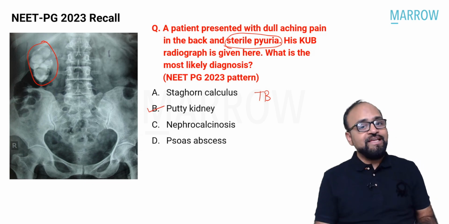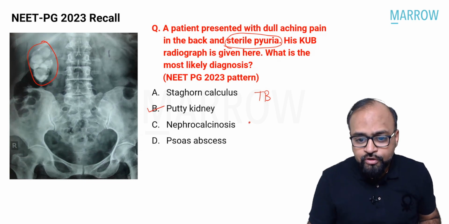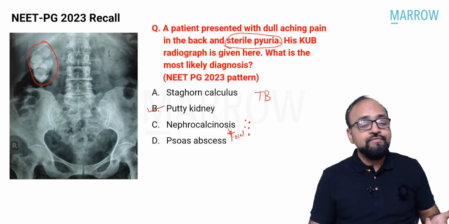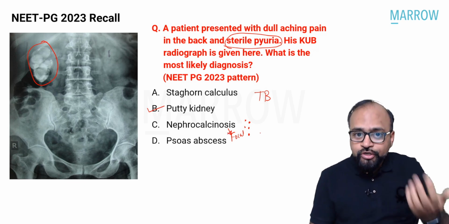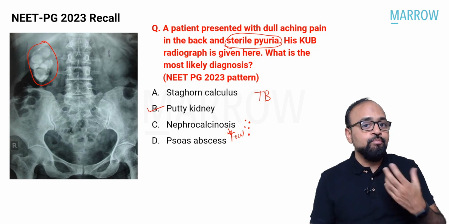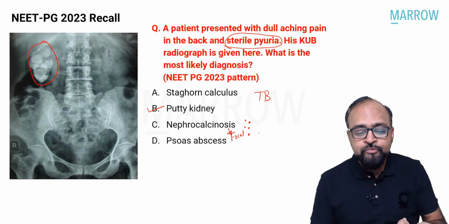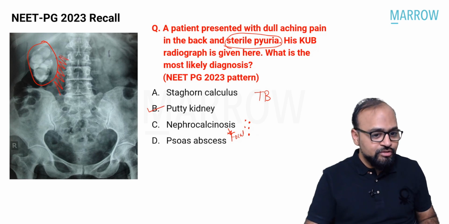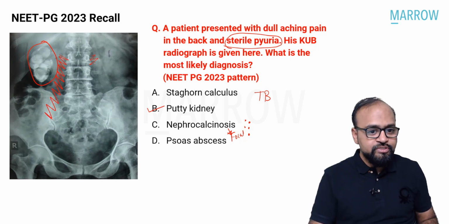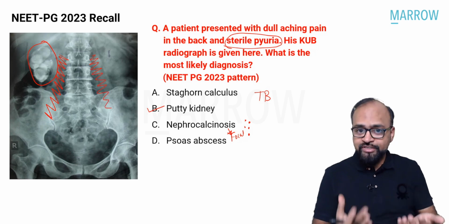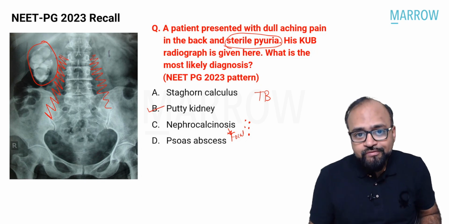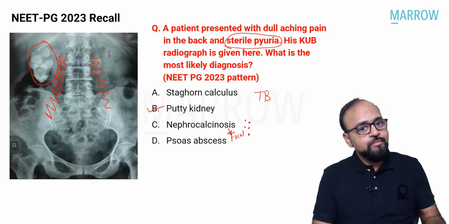Why is this not nephrocalcinosis? Nephrocalcinosis is usually focal calcifications within the kidney. So nephrocalcinosis is actually focal calcification within the kidney. Either it can be cortical, or it can be medullary, or it can be both. It is not a diffuse calcification like this. Psoas abscess would be located somewhere within the psoas. These are the psoas shadows on both sides, can you see, on which the kidney is actually resting. So we have ruled out the other options. This is a diffuse calcification involving the kidneys. What is this? This is nothing but a putty kidney.